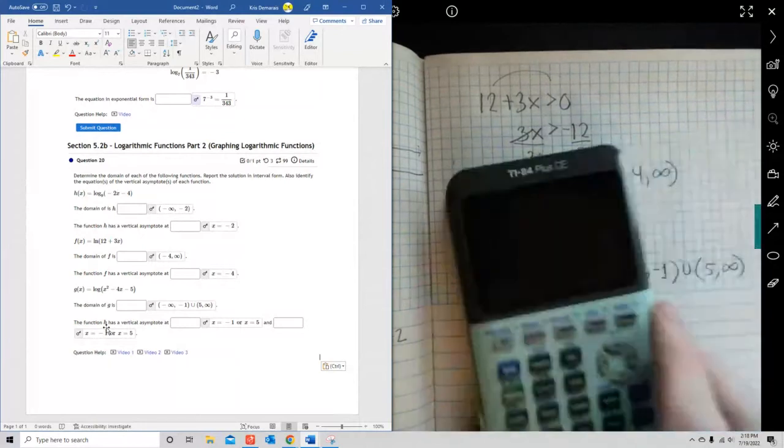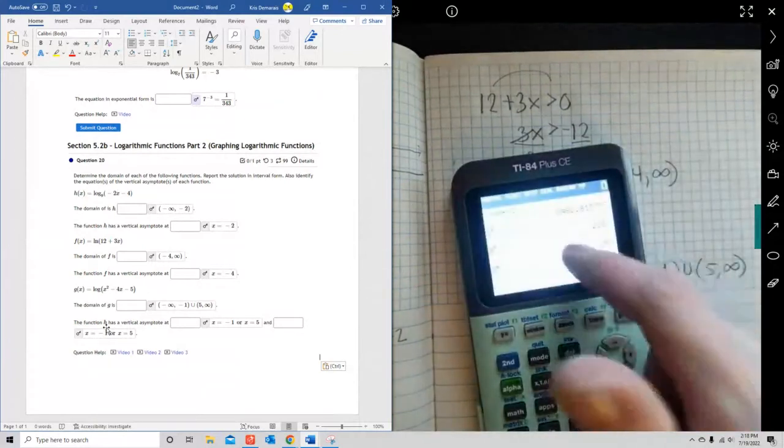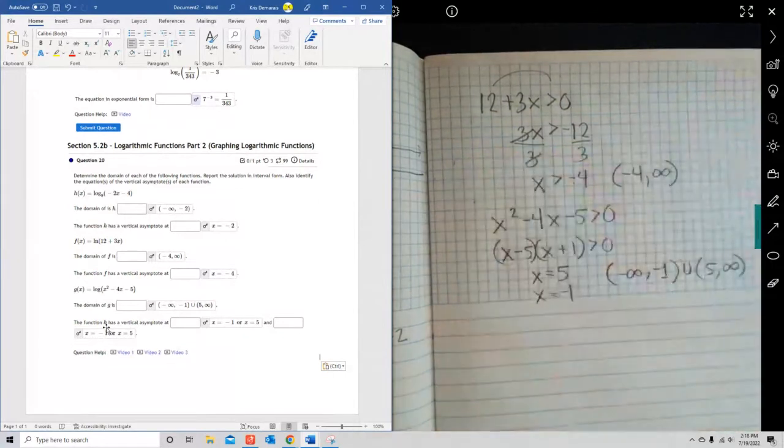Another way of doing it is by looking at a graph and seeing what it looks like. So the vertical asymptotes: you could put in this box x equals negative 1 and x equals 5 for this box, and then the other one over here. So you guys just put both of them. It's x equals negative 1 and x equals 5. Okay, so that's how you do that problem.